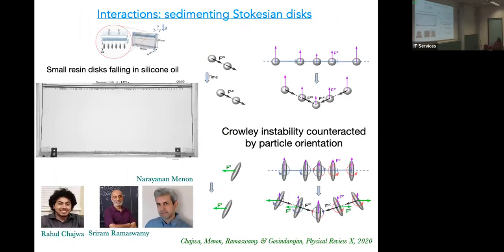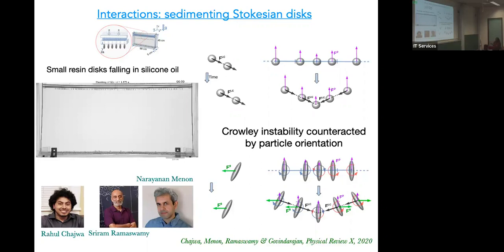So now we are talking about interacting, sedimenting, Stokesian disks. I showed you this picture already, where we have silicone oil in a big box, and in our lab we're pushing through these 3D printed little resin particles, which are slightly denser than the silicone oil, and they're falling in that oil. This is the work of Rahul Chajwa, his PhD work. He survived me and two other advisors, and he's now a postdoc at Stanford.